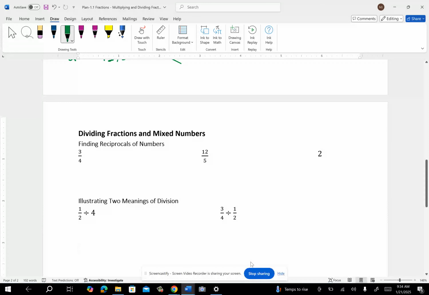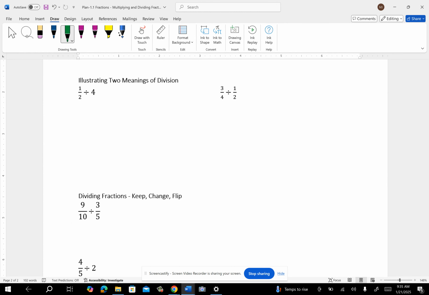In this video, we'll be continuing the worksheet. On the back side, we're looking at dividing fractions. Okay? So the algorithm for dividing fractions is to keep, change, flip. We'll be doing that down here.